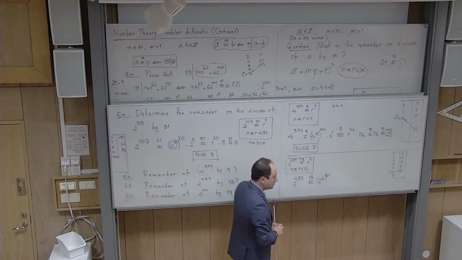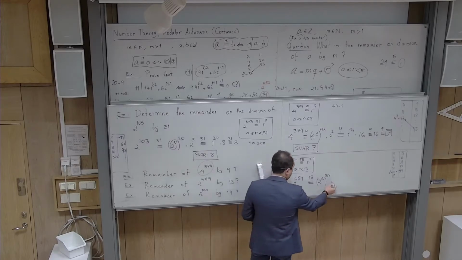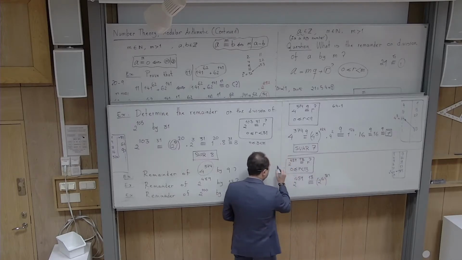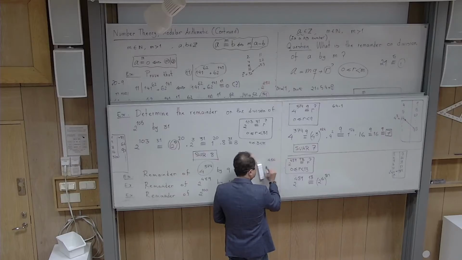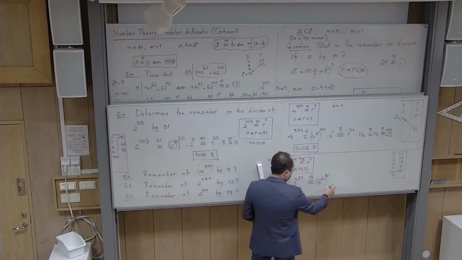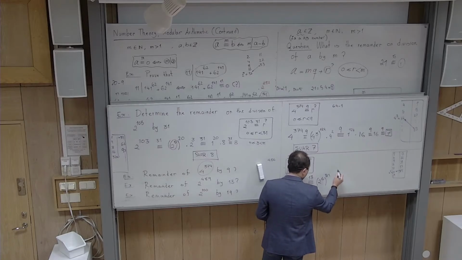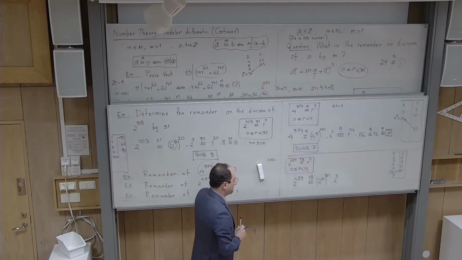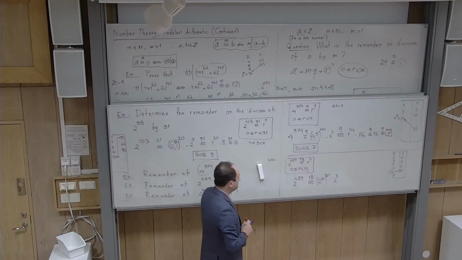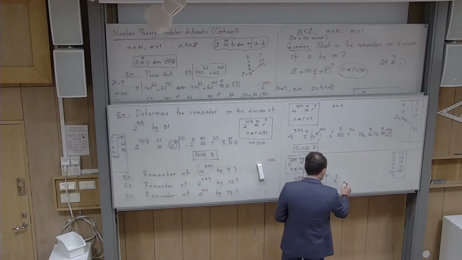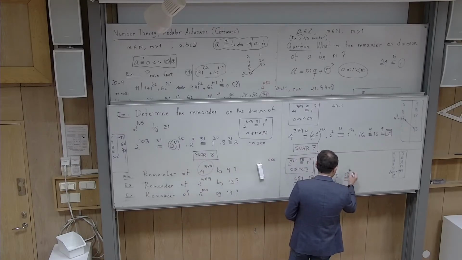Yes? But how many do I need more? 6 times 48 is 486. I need to have 489. So I have to multiply by 2 to the 3rd. Okay, now I think the situation is under control.